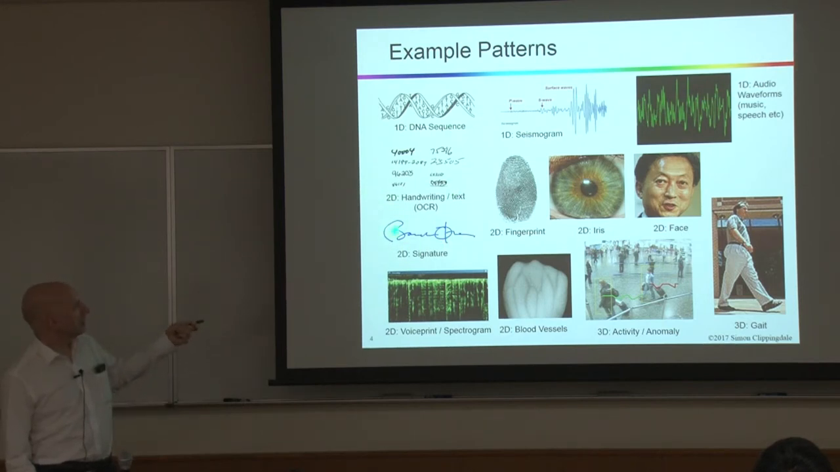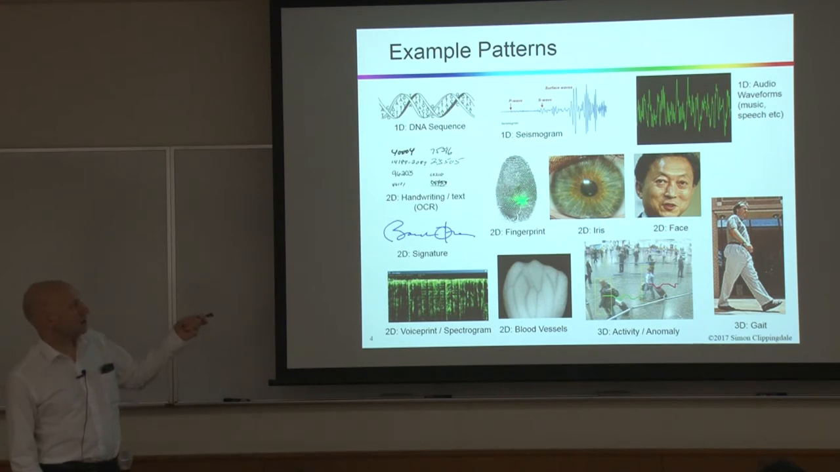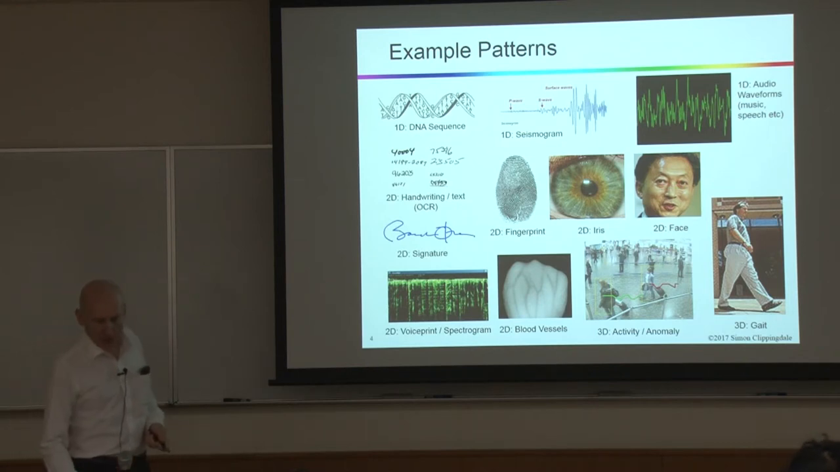Handwriting, here's a signature that you might want to recognize if you're trying to automate banking or something like that. Anyone guess whose signature that is? That's Barack Obama's signature. Here's a voice print, blood vessels. Recently, people have been trying to recognize activities, particularly suspicious behavior in an airport, for example, and identifying people by the way that they walk. These are recent developments. Fingerprint and iris are still probably the two biggest biometrics for trying to identify people, verify who people are, but face recognition is also obviously very important.